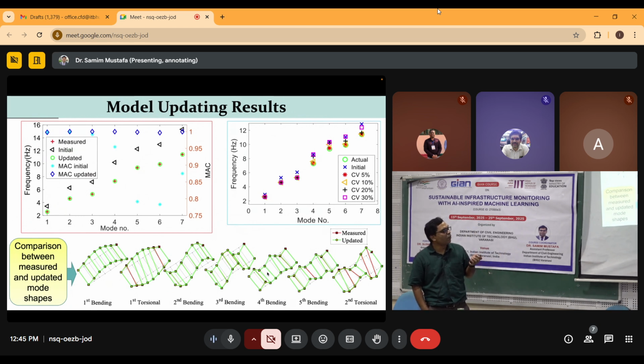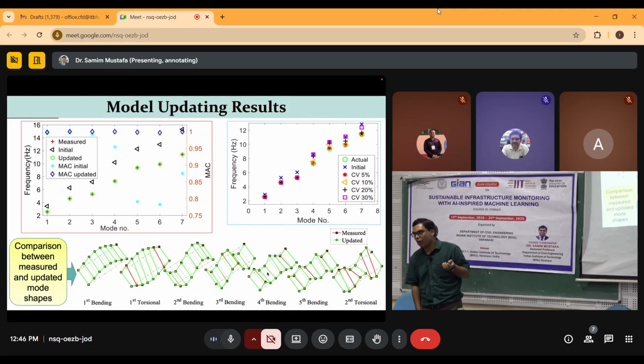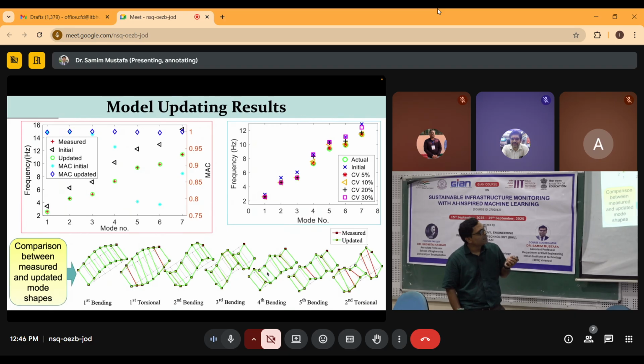There I have also tested the robustness of the algorithm against various levels of noise. As you increase the noise, some discrepancy starts to appear. Up to a certain level of noise it works, but if there is too much noise in the data, then probably your methodology will not converge. Basically it is a convergence kind of thing.